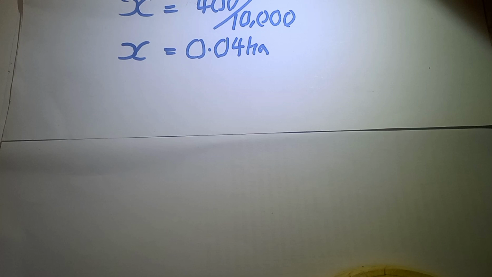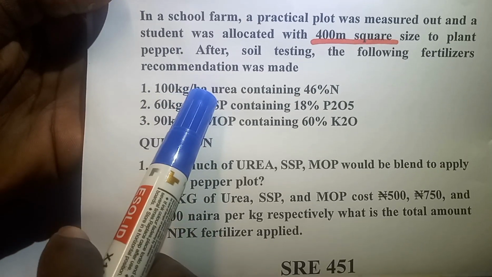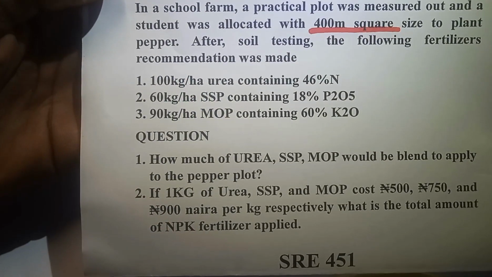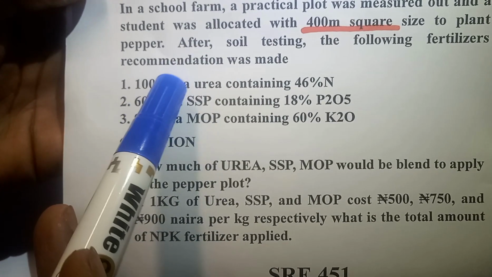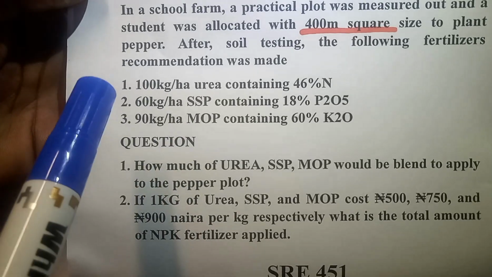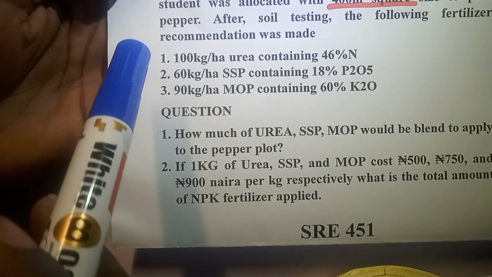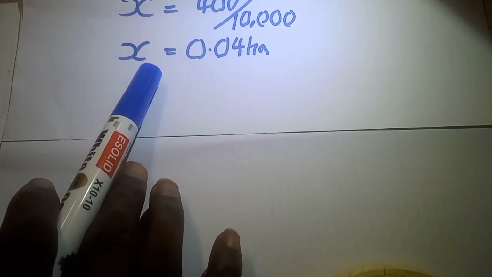Now the next thing to do is, don't forget that this question says 100 kilogram per hectare, definitely 100 kilogram of nitrogen per hectare. Per hectare means 1 hectare. We don't have up to 1 hectare now; we are only having 0.04 hectare. So if 100 kilogram of nitrogen is used per hectare, how many kilogram of nitrogen will be used in 0.04 hectare? That's what I want to calculate now.